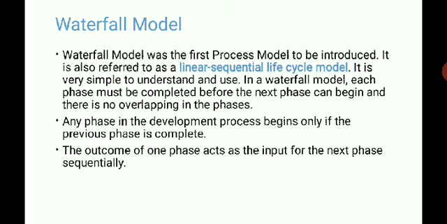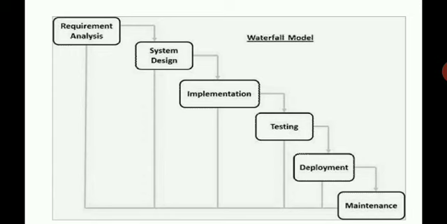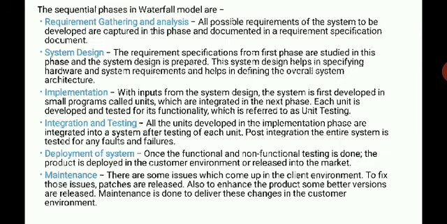Any phase in the development process begins only if the previous phase is complete, and the output of one phase acts as the input for the next phase. These are the various steps in the waterfall model: requirement analysis, system design, implementation, testing, deployment, and maintenance. The sequential phases of the waterfall model start with requirement gathering and analysis.